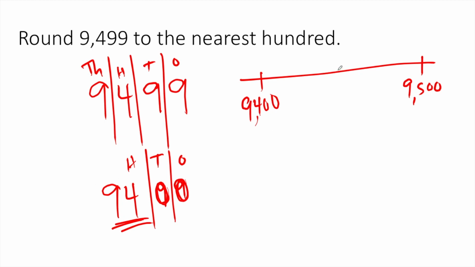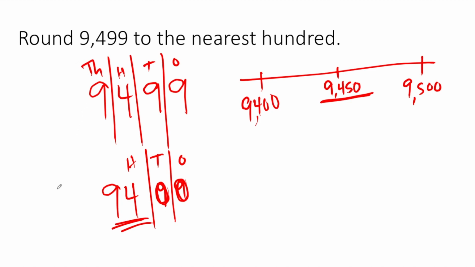Then we need our halfway mark. What's halfway between 9,400 and 9,500? We know the distance is 100, so think about half of 100. What number goes here because it's halfway between? Since 50 is half of 100, the halfway mark is 9,450.